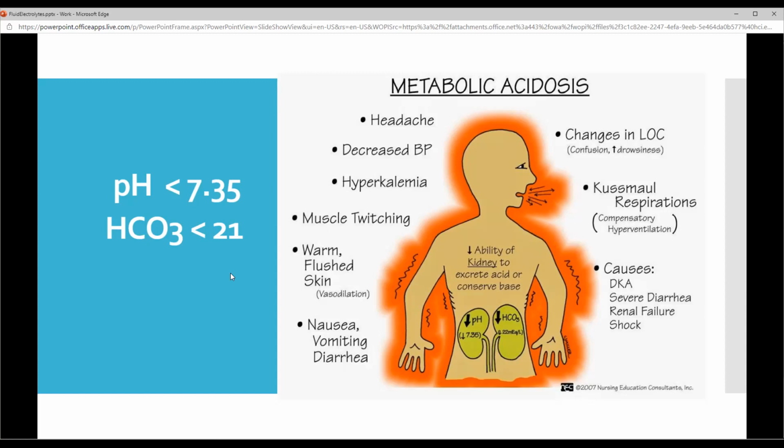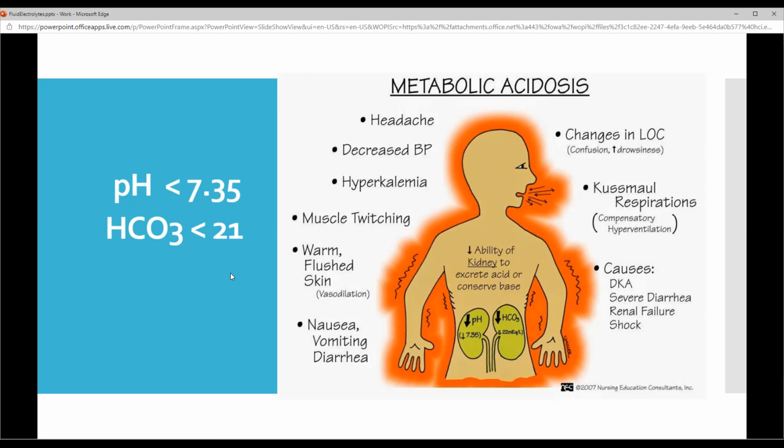Things that could cause this: DKA, diabetic ketoacidosis. Diabetes is a metabolic disorder and it already tells you it's acidosis. So DKA, and severe diarrhea, because in severe diarrhea you're losing a lot of bicarb. And because of that, you are at risk for acidosis.